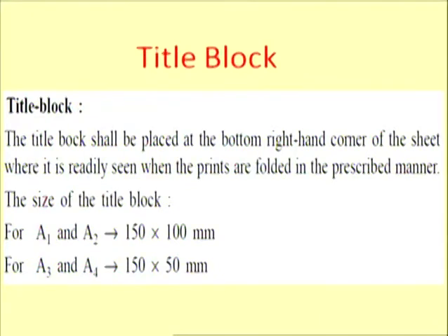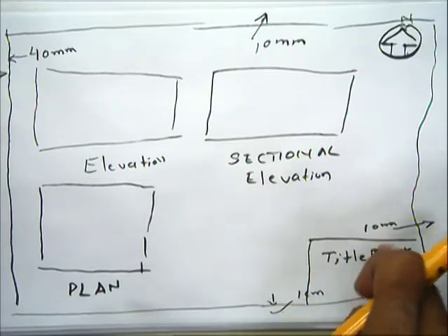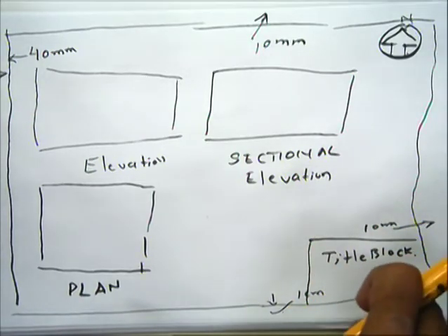Then, what should be the size of the title block? If the sheet is larger, then the title block should also be larger. If the sheet is smaller, the title block should also be smaller. So in an A1 or A2 size sheet, it should be 15 centimeter by 10 centimeter, and if the sheet is smaller, that is A3 or A4, then the title block may be 15 centimeter by 5 centimeter. So this is the 15 centimeter and this is the 10 centimeter, and accordingly, as per requirement, you will divide this space to mention the different things in this title block.